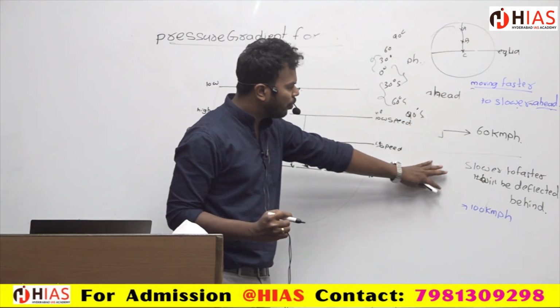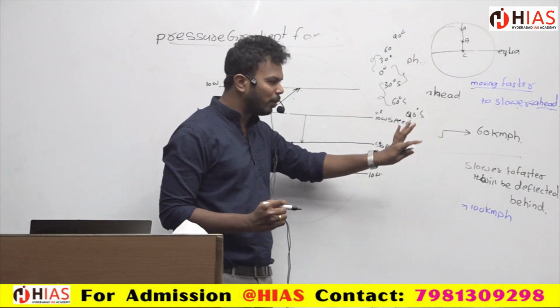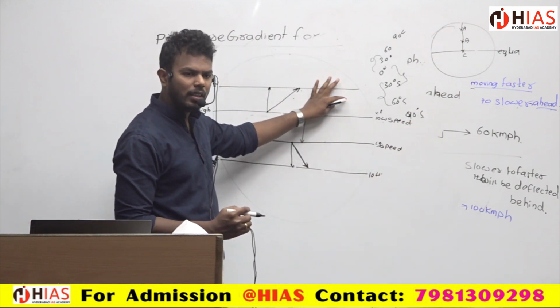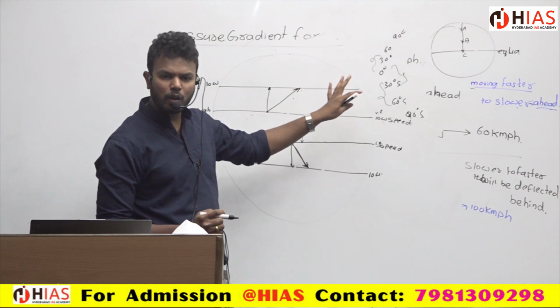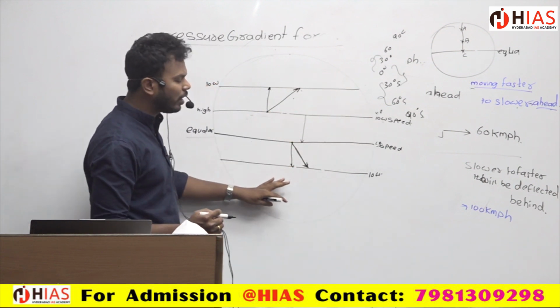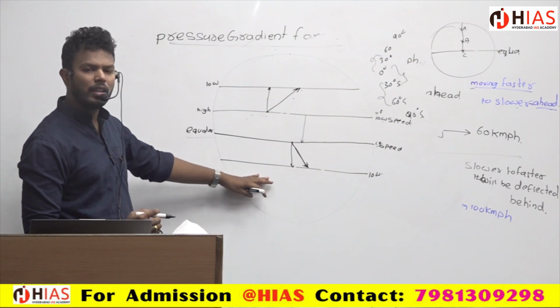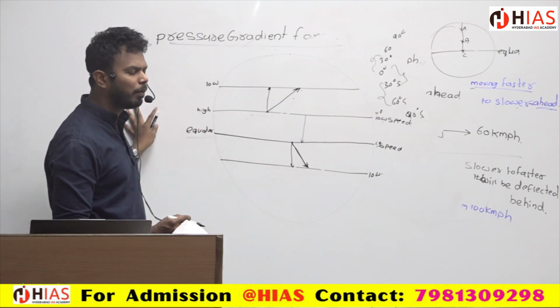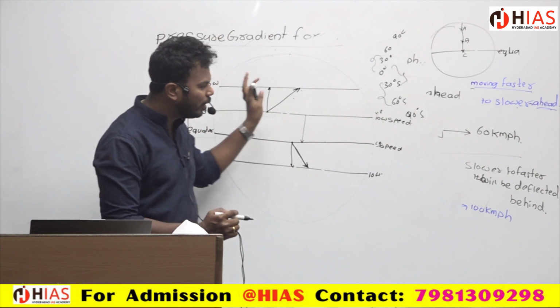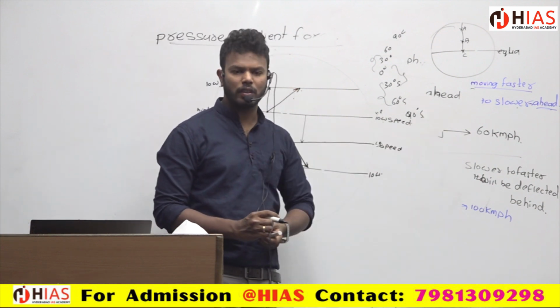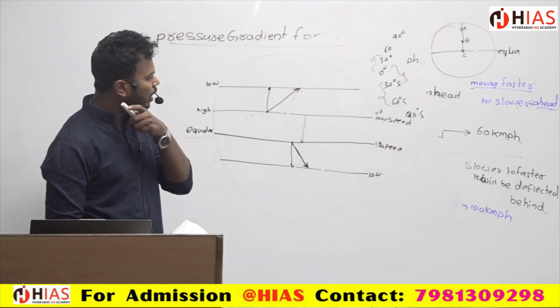If you feel this is very difficult, you can just remember that on the northern side, the wind will always get deflected towards the right side. On the southern side, the wind will always deflect towards the left side. Okay, this is north and right, south and left. This is what is held by Ferrel. In order to deduce that, I have explained this to you. So from this we can conclude that.